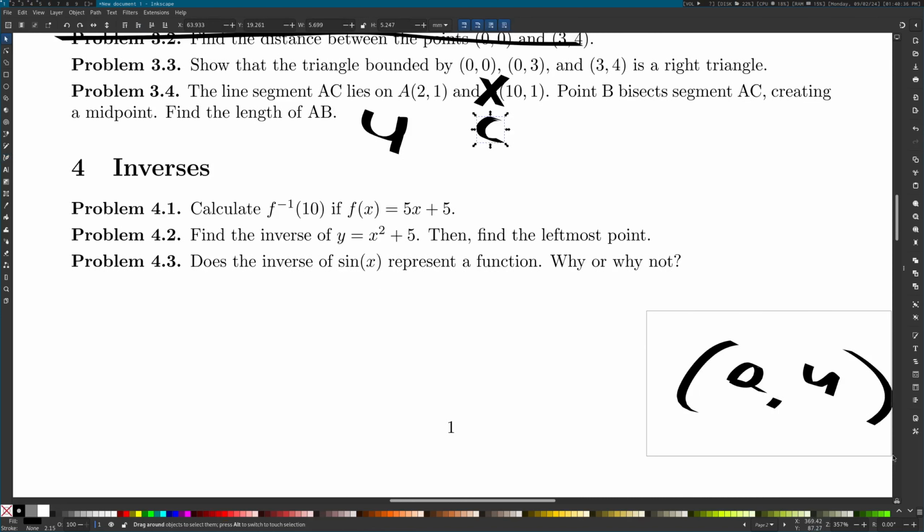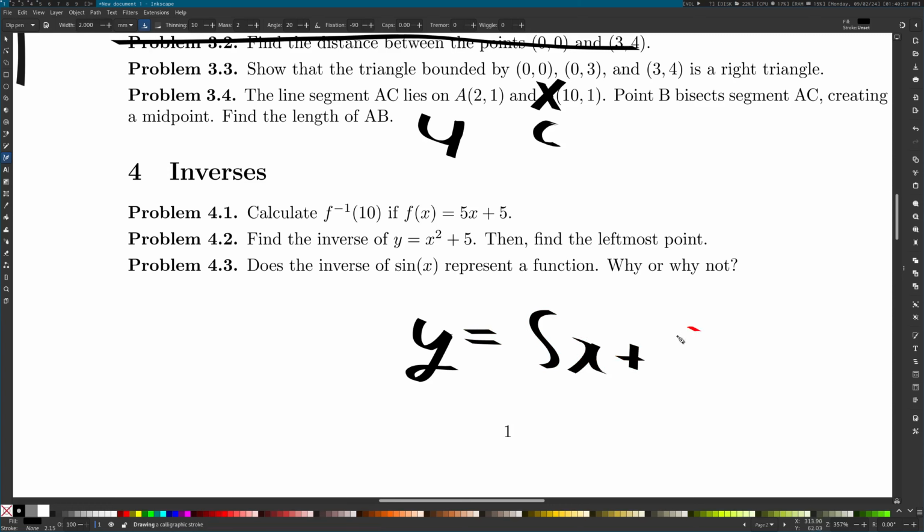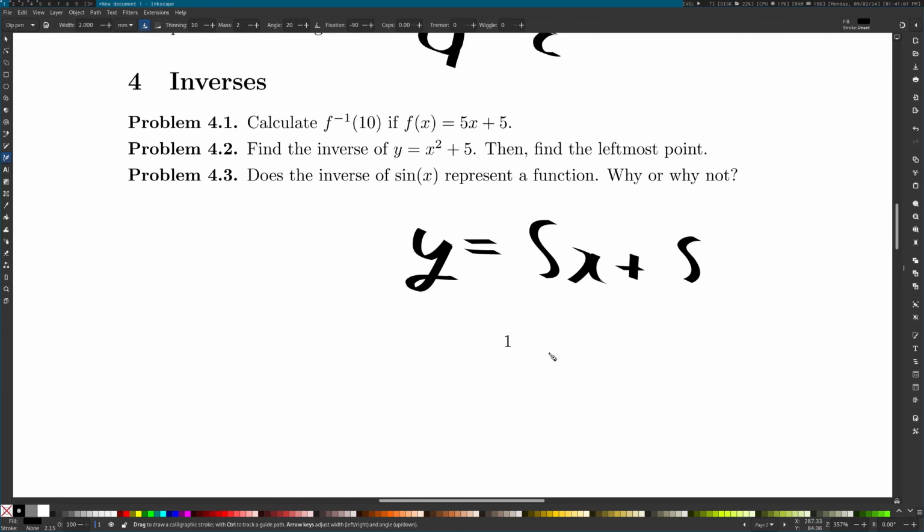Find the inverse f of 10 if f of x is equal to 5x plus 5. There's 2 minutes to do this, so we're going to do the straightforward one first. We're going to find the inverse of f of x. So f of x is y, so y is equal to 5x plus 5. What do we do to find the inverse? Switch x and y.